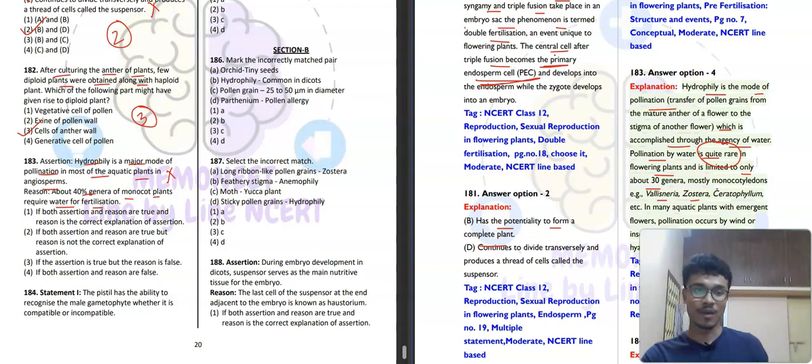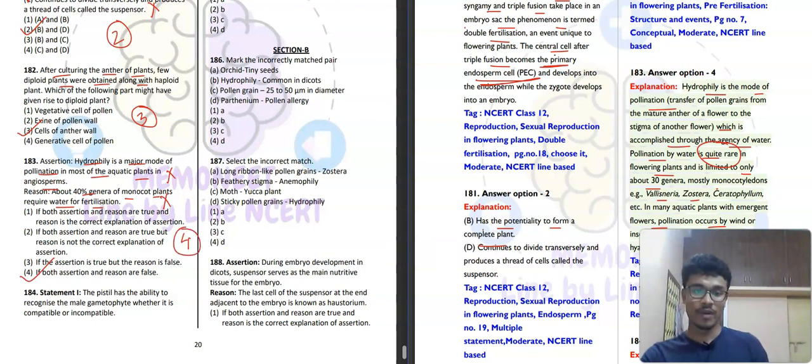And in many aquatic plants with emergent flowers, pollination occurs by wind or insects. It is also saying that about 40% of genera of monocot plants require water for fertilization. It is also not correct. So both assertion and reason are false. The fourth option will be your correct answer for this question.